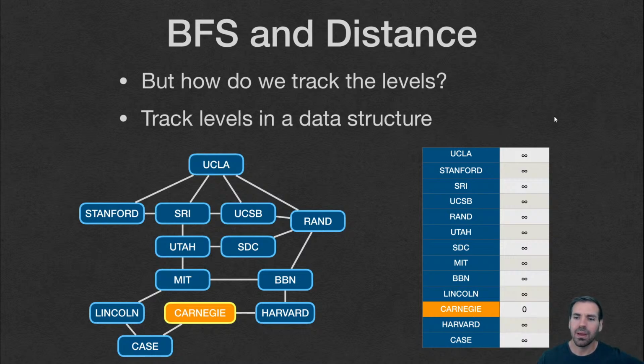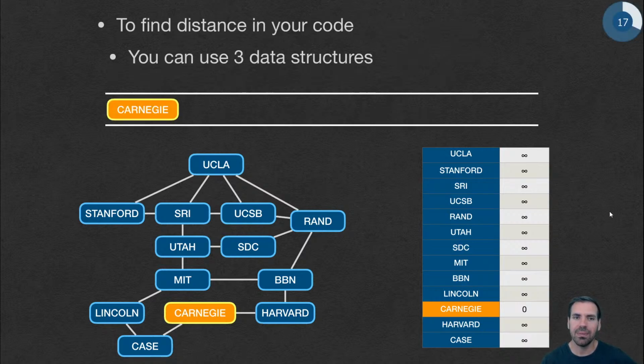So, how do we track the levels, which I'm just going to call distance from now on? How do we track those distance values in our code? Let's run breadth first search a third time, and this time I'm going to walk you through how to set up the code using 3 different data structures. This is where I get excited about graphs. It's like the capstone for data structures in 116, where we get to use a lot of data structures to represent graphs.